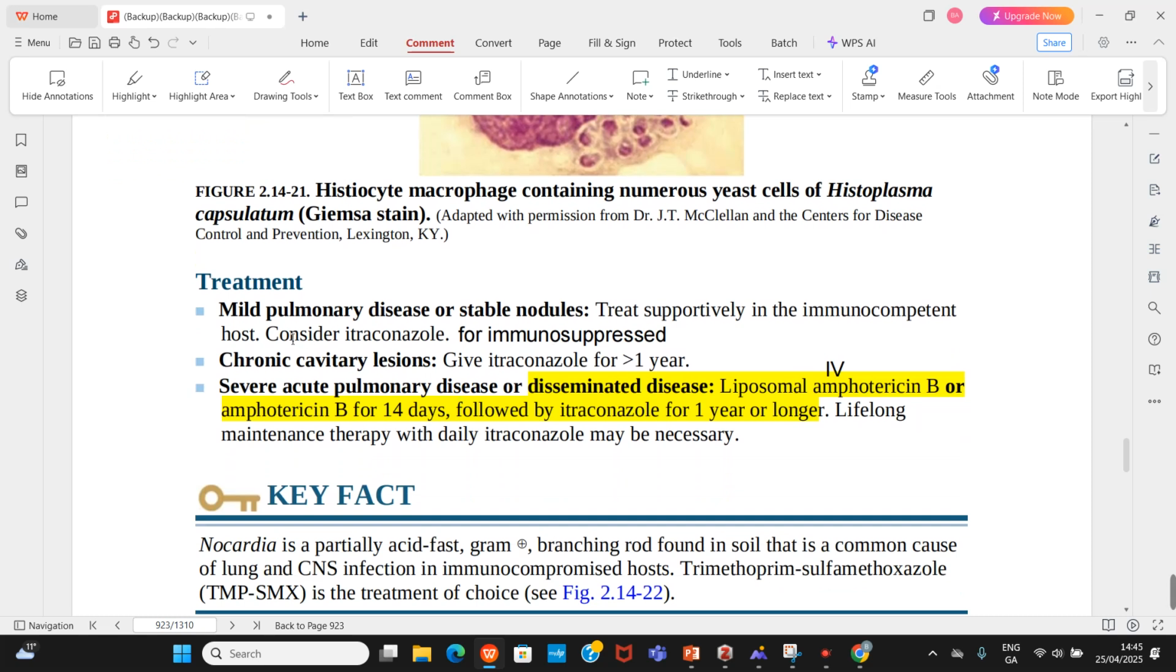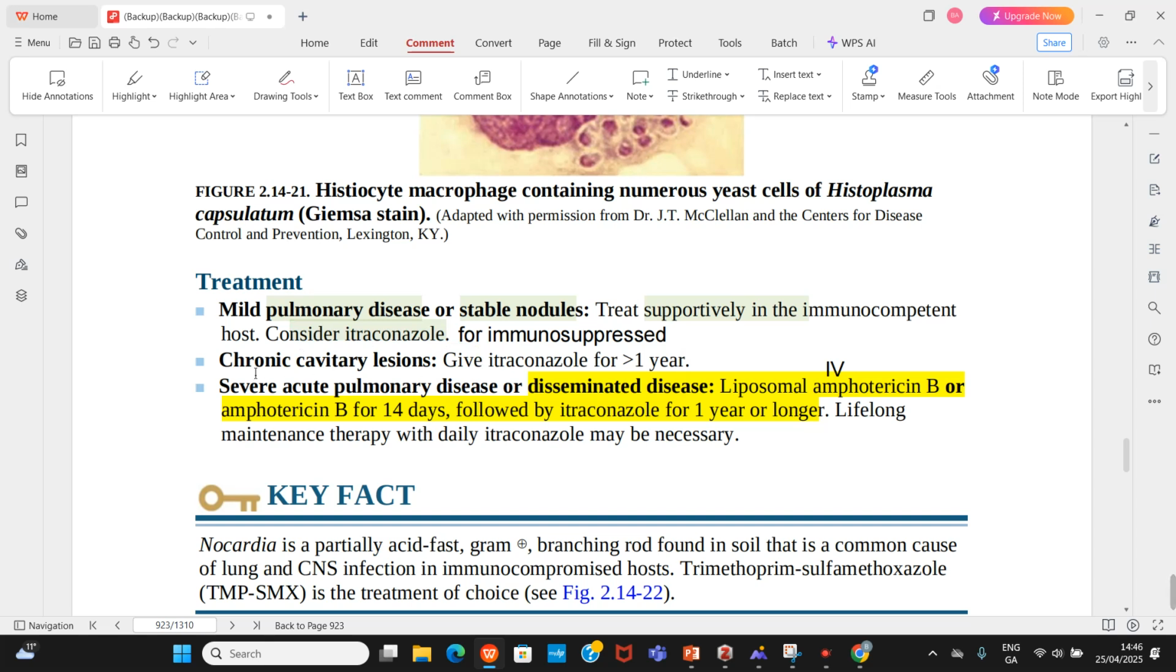So if the person is having a mild pulmonary disease or a disease that is stable, that is not causing much problem, the nodules in the lungs are just stable. The person is just having a flu-like illness, you might not do anything. Just treat supportively, provided that the person is immunocompetent. Of course, because the person is immunocompetent, that's why they are going to have a mild pulmonary presentation. But if supportive treatment isn't the option, just go for itraconazole. It's as simple as that.